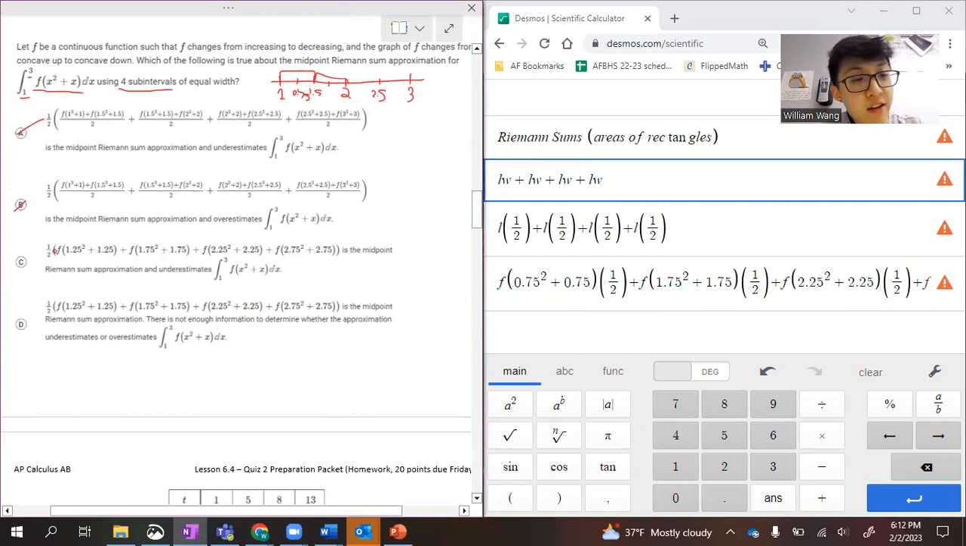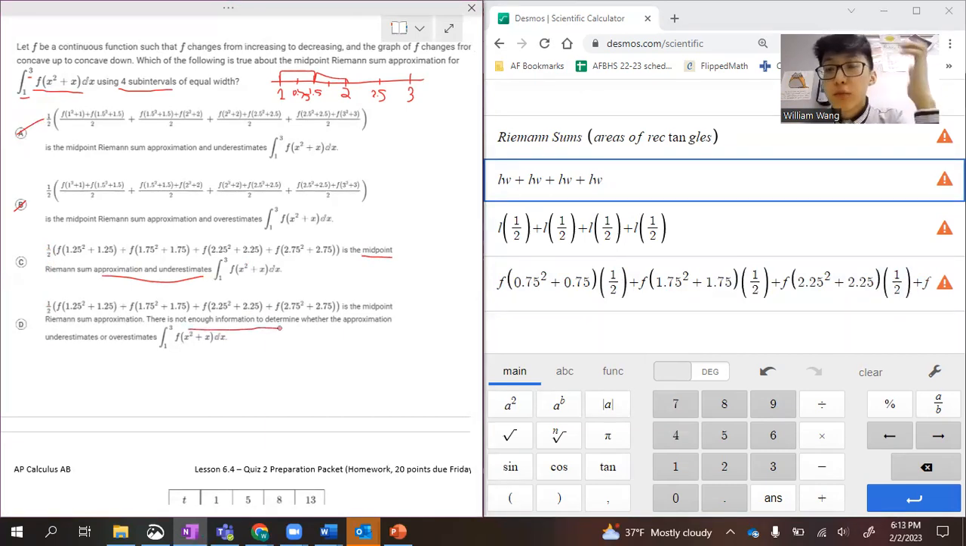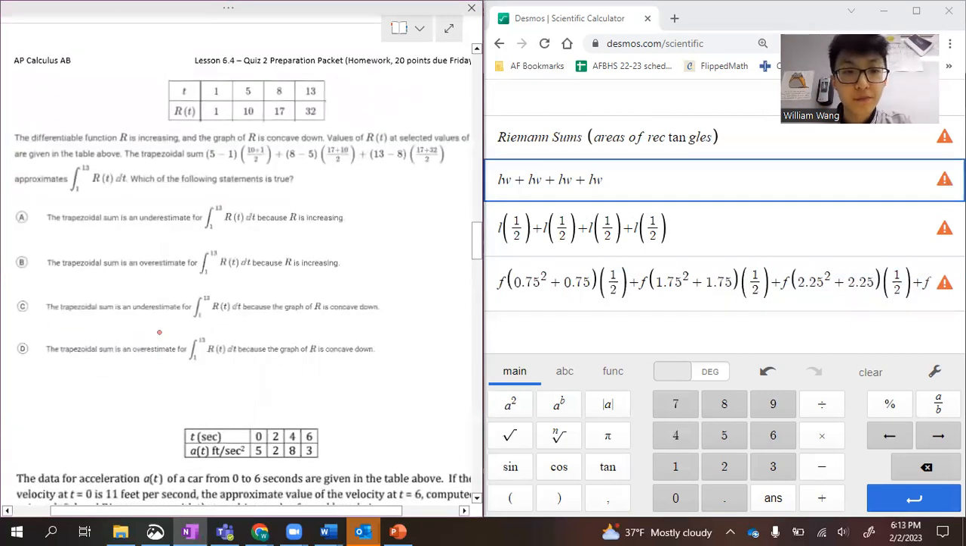I have the 1/2 factored out, sort of. So they took the 1/2 and factored it out. Then they say either the midpoint Riemann sum underestimates the area, or the midpoint Riemann sum does not have enough information. And if you remember our notes, with simply midpoint Riemann sums, we just do not have enough information. There's no way to tell whether it's an under or overestimate. So my answer choice is going to be D. That's just sort of the rule we have to have memorized.